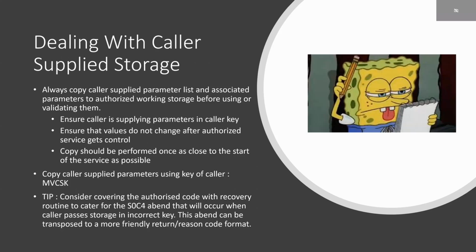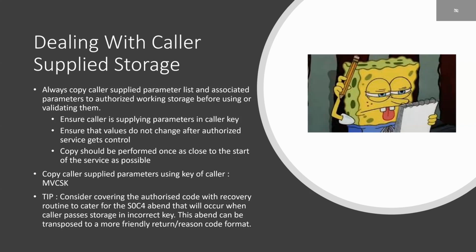Okay, so dealing with the caller supplied storage again, as I said before, when he calls you, he's going to have some sort of parameter list. It's your parameter list, whatever. The first thing you do is take a copy of that parameter list and stick it into your own authorized working storage. And again, you're going to use move with source key in order to do that. So you make sure that the whole parameter list is in the key of your caller, and then you can start looking at the other bits inside that parameter list, ensuring that it's not changing from under you.